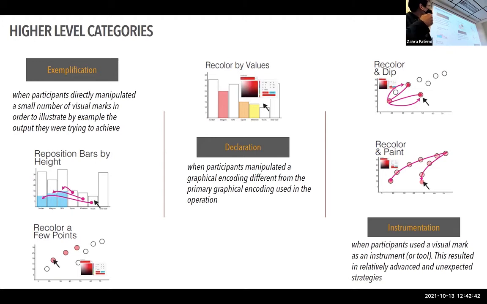The first one at the top, which we call recolor and dip, what they did is that they first selected a data point, changed its color, and then they used it as a bucket of paint. They were dragging other data points to it so that they would take the same color, and then they would go back to their position. And the one named recolor and paint is a bit similar. They also first change the color of a data point, but then they use it as a brush to brush over other data points to change their color as well. So basically, the data points become these interactive tools.